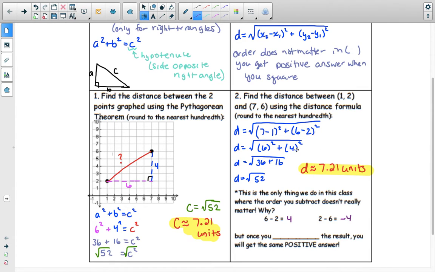But why does that not matter? Because once you square the result, you will get the same positive answer. Because positive 4 squared is equal to a positive 16, which is what we had. And a -4 squared means -4 times -4, which is also equal to a positive 16. That is what that means when the order doesn't matter inside the parentheses.